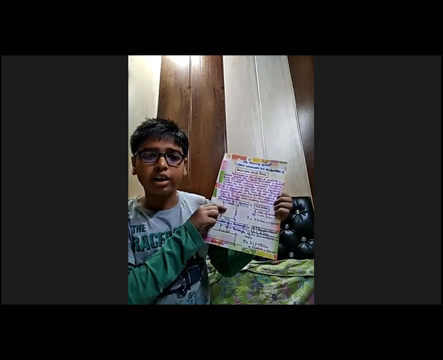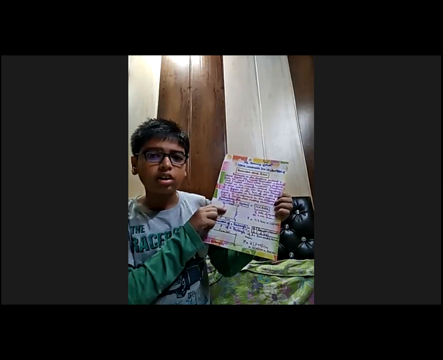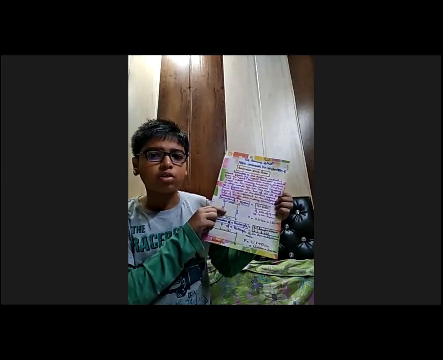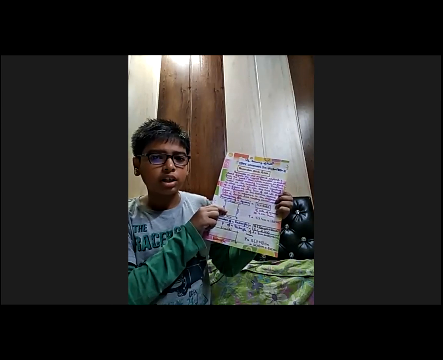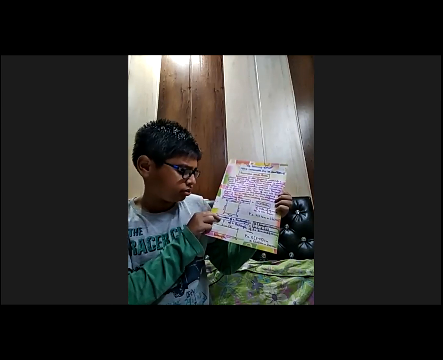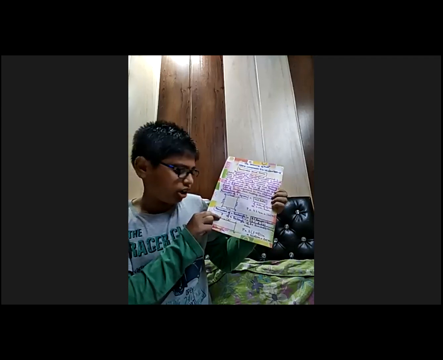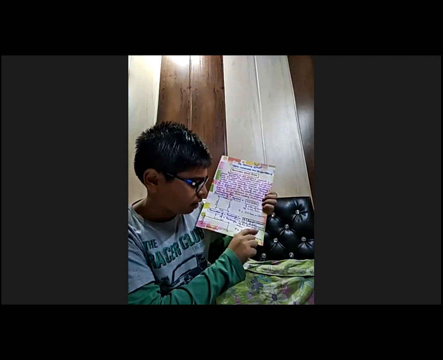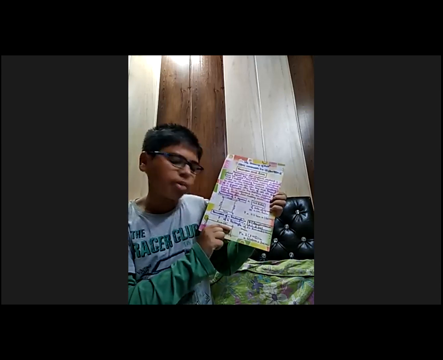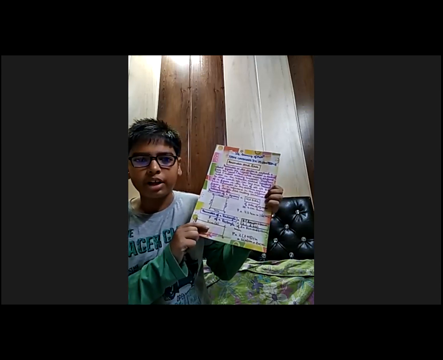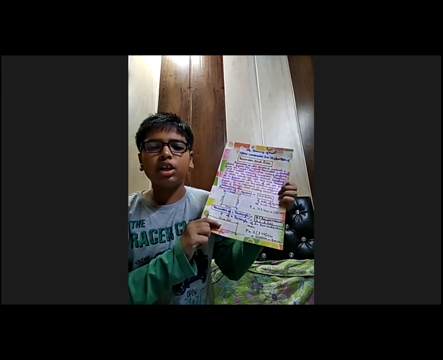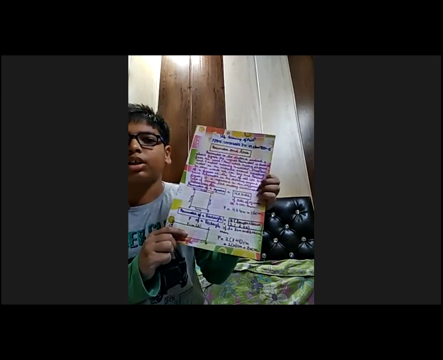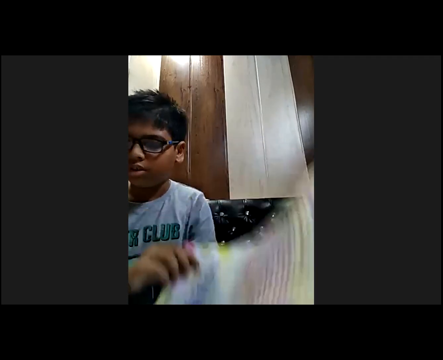Perimeter of a square equals 4 multiplied by side. For example, if side of a square is 4 centimeter, then perimeter of the square equals 4 multiplied by 4 centimeter, equal to 16 centimeter. Perimeter of a rectangle equals 2 (length plus breadth). For example, if length equals 8 centimeter and breadth equals 2 centimeter, then perimeter equals 2 multiplied by (8 plus 2) centimeter, equals 2 multiplied by 10 centimeter, equals 20 centimeter.